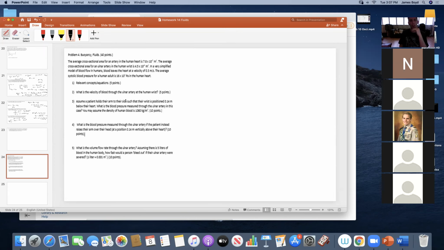The last fluid question we're going to do in the review is the heart. So your heart has, and forgive me, biology people, two arteries that go in and out. And then in your wrist, you have a much smaller vein or artery, the ulnar artery in your wrist. And so we're going to treat this as basically a hose that starts off at your heart and goes to your wrist. And it has an area one and an area two. And area two is much less than area one. And we're going to answer some questions about it.